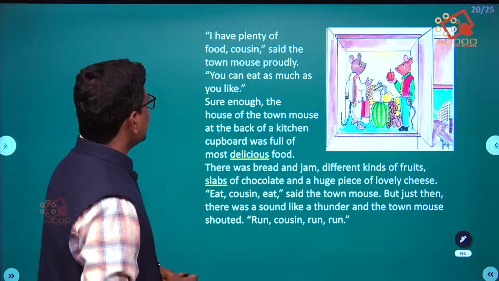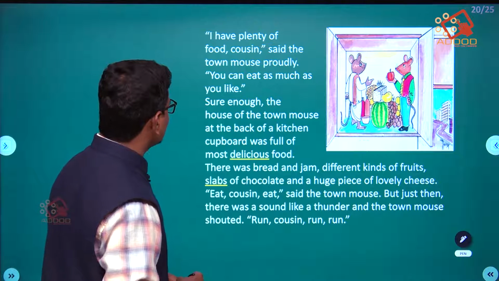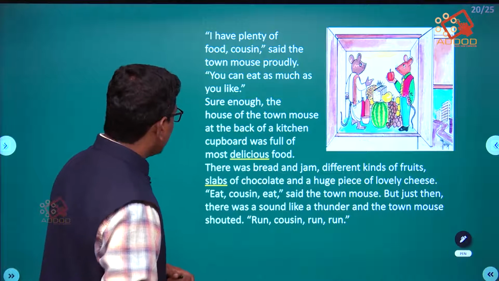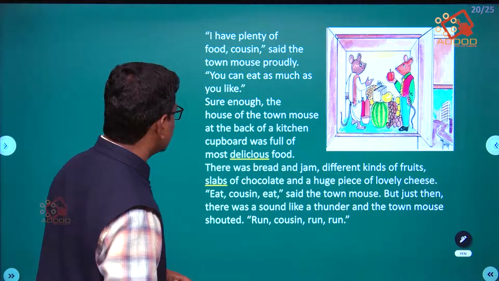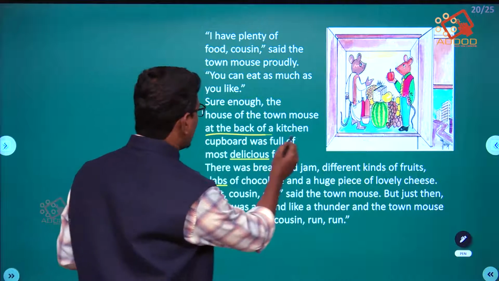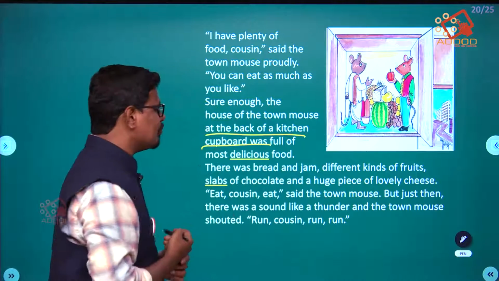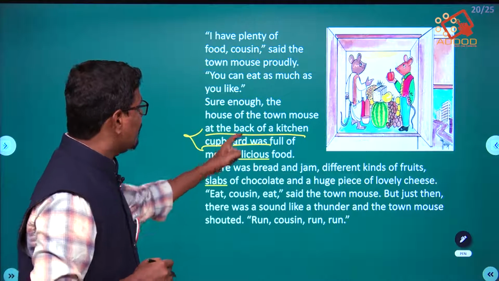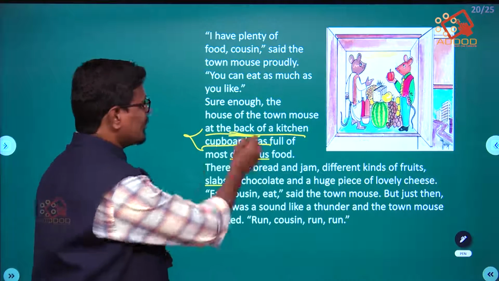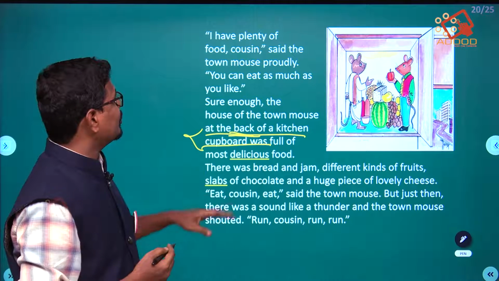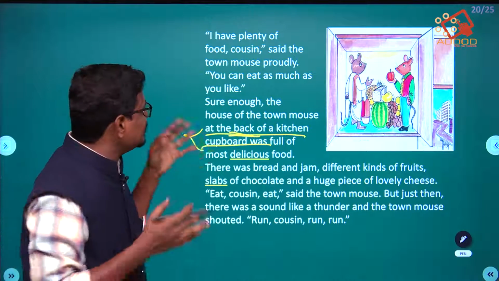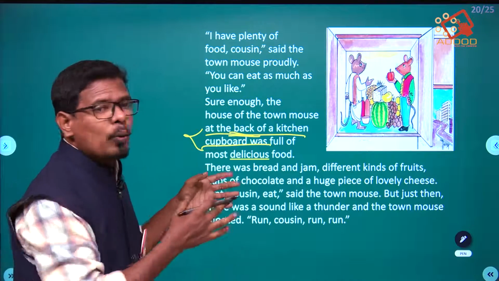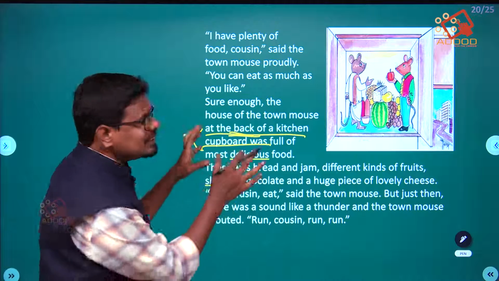"Yeah, I have plenty of food, cousin," said the town mouse proudly. "You can eat as much as you like." Sure enough, the house of the town mouse at the back of the kitchen cupboard was full of most delicious food. Where was the house of the town mouse? At the back of the kitchen cupboard. So I have plenty of food. There is a lot of food. Okay, I am proud to say that there is a lot of food. Whatever you wish to have, you might take.